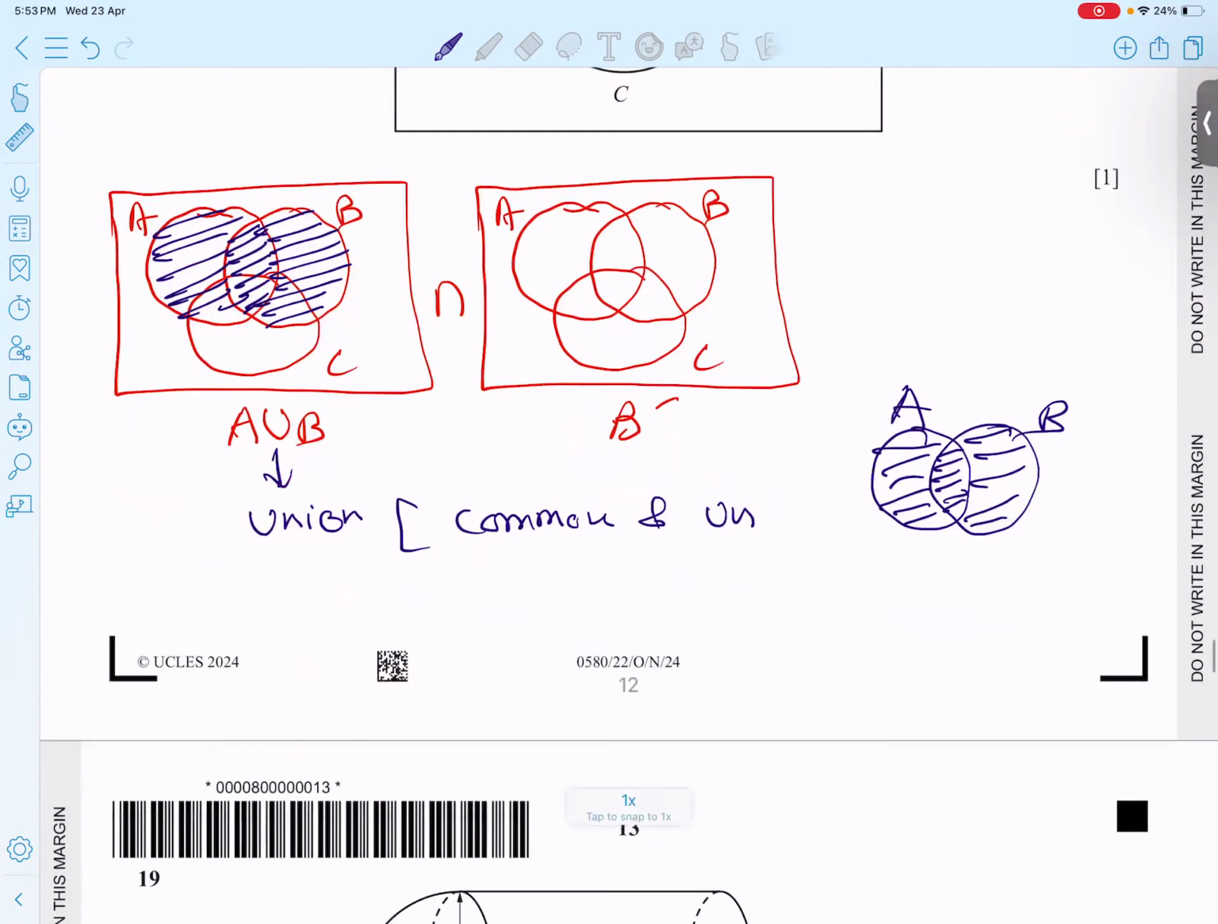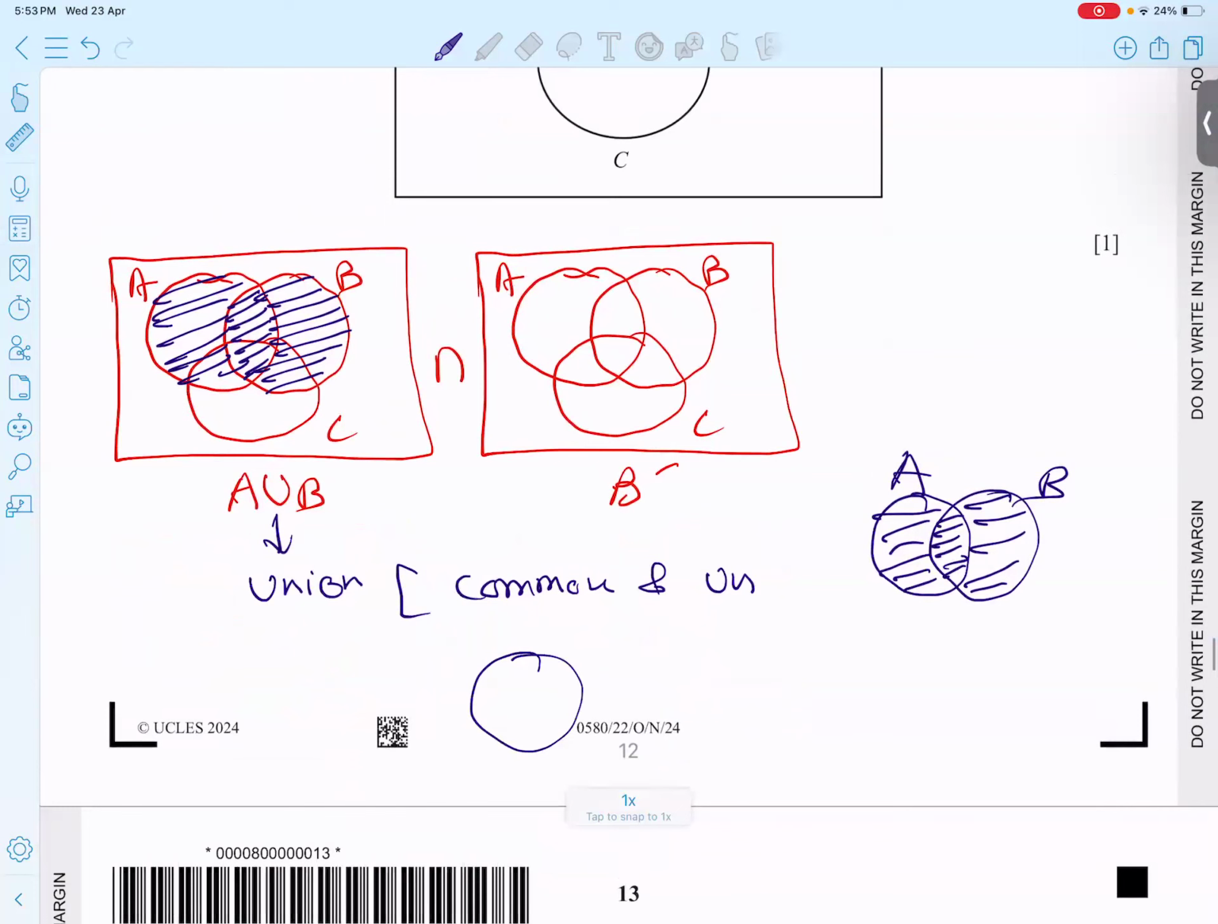In future, if I have circles P and Q and I ask you for P union Q, you will shade both circles without any hesitation.